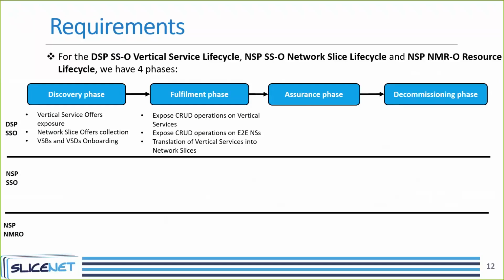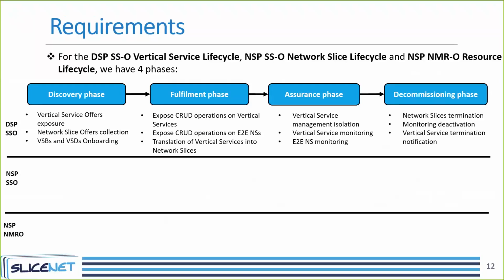In the assurance phase, as you will see, it's all about the management isolation of the service, management isolation of the network slice, and about the monitoring of the services in the network slices. The decommissioning phase will be about the termination of the vertical service instance, or about the network slice termination instance. So it will be with the termination phase of those instantiated services in network slices.